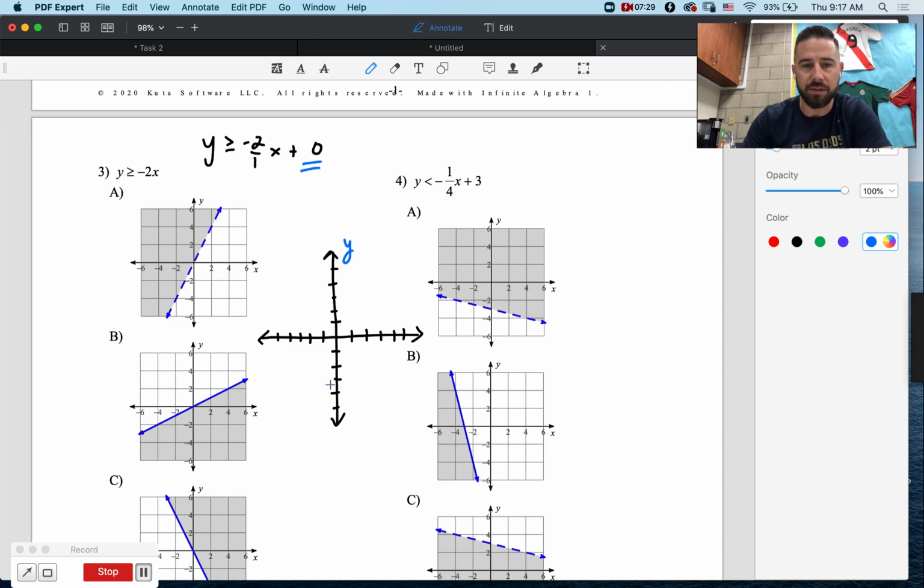That means on our y-axis, I go up to 0 and make a point. Well, 0 is right there. Okay, it's negative for our slope, so that means we're going down and to the right. So down 2, right 1, down 2, right 1. Okay, and remember, this guy has a line underneath. So that means it's going to be a solid line.